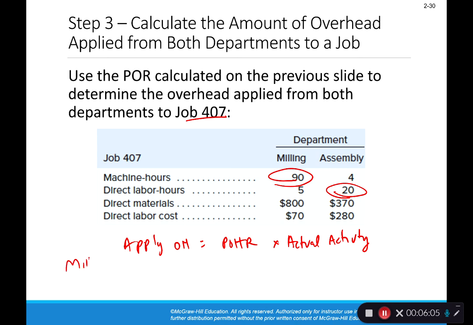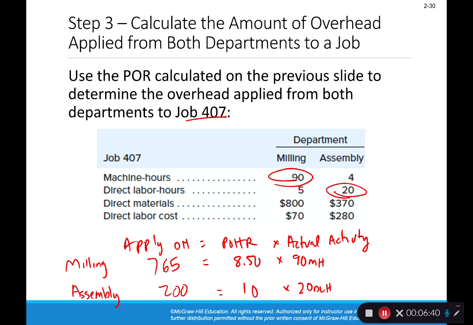So our POHR for milling is going to be, I believe we figured out, 8.50 times the 90 machine hours. And then for assembly, it's going to be $10 times the 20 direct labor hours. So remember, we're using different drivers for each department. So we do out some math, and we get 8.5 times 90, 765, and then we get 200. So we're applying overhead, 765 for milling, 200 for assembly.